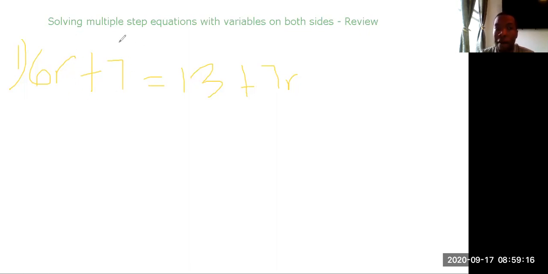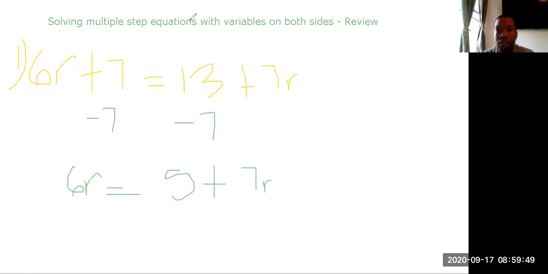If I'm going to move this 7, since it says plus 7, I have to do minus 7. Whatever I do on one side, I have to do it on the next side. And I'm going to put the minus 7 underneath the 13 because they are like terms. We talked about like terms earlier. So then this is 6r equals 13 minus 7 is 5 plus 7r.